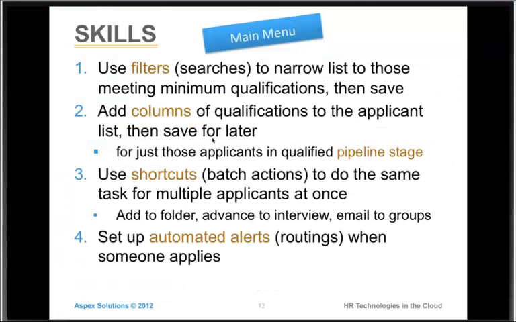Now let's learn to set up automated email alerts. We call these routings. When someone applies, you'll get an email with a link in it to that person's application. The time to do this is when you're trying to fill hard-to-fill positions and you have to stay on top of your game and take action quickly when someone applies so that somebody else doesn't get that hard-to-find person. This is quite simple to do.